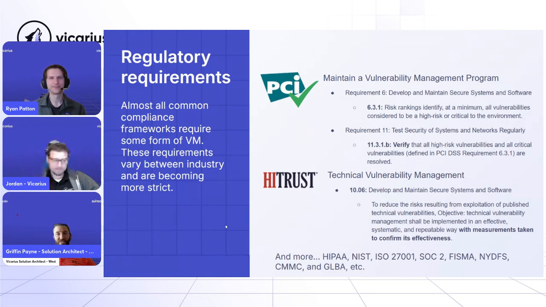Thanks, everybody. As Brian alluded to, in a previous life, I was a PCI QSA. I was a HITRUST CSF assessor. Companies and organizations that comply with these regulations need the assessor to come in, perform an assessment, and validate that they're doing what the controls require them to do. For PCI, we have requirement 6, which is develop and maintain secure systems. Requirement 11 is test security of systems and networks regularly, i.e. a vulnerability management program. And in HITRUST, there's a similar control: develop and maintain secure systems and software.